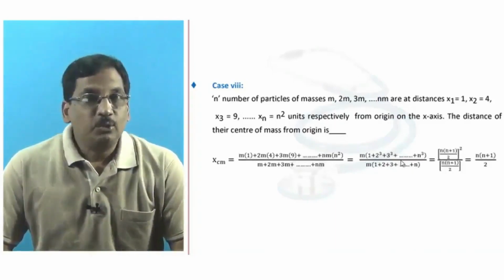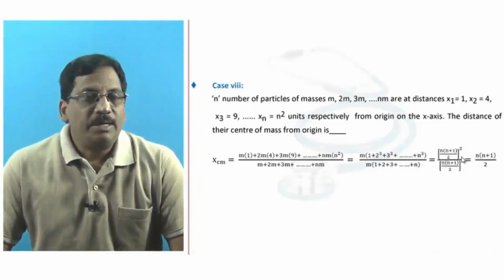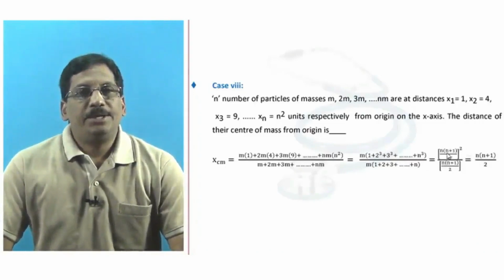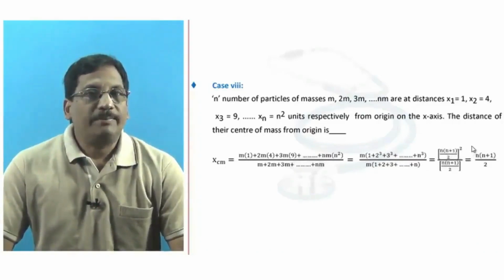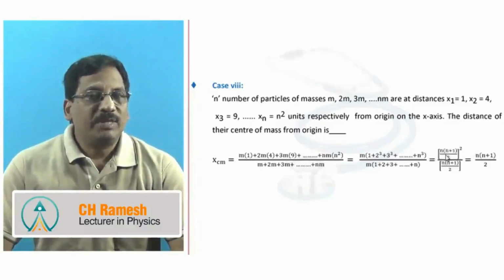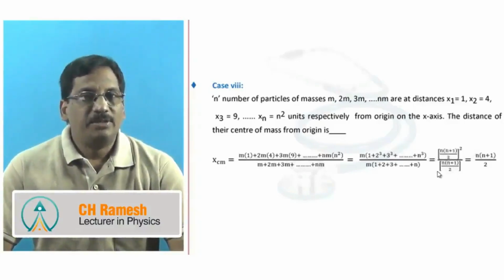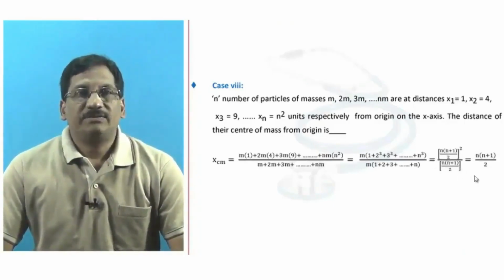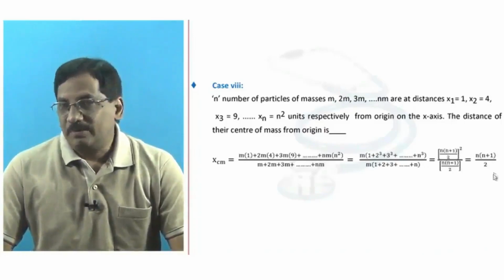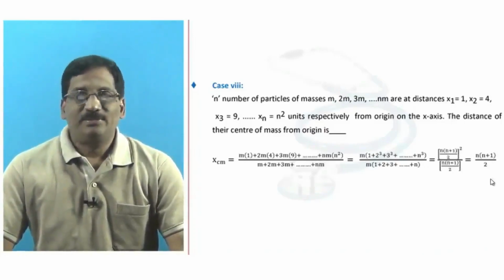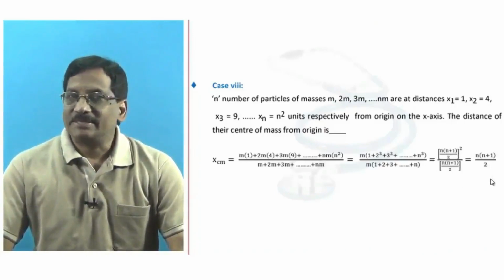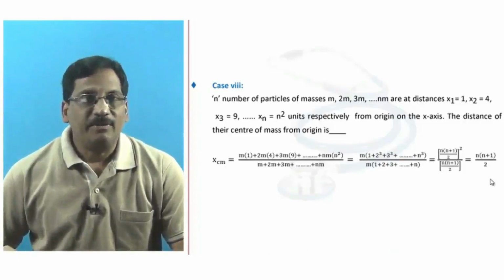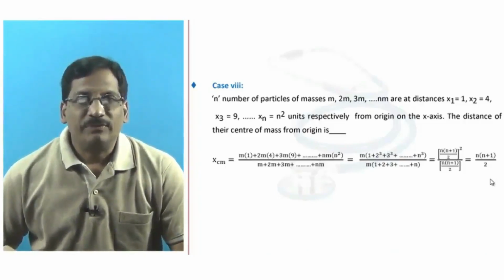Now the sum of the cubes of the natural numbers is given by the formula [n(n+1)/2] whole square. The sum of the cubes of the natural numbers divided by the sum of natural numbers n(n+1)/2. So when we simplify this, we are left with n(n+1)/2. So three very important cases we have discussed. You go through all these cases again from your notes also, very useful, very important.